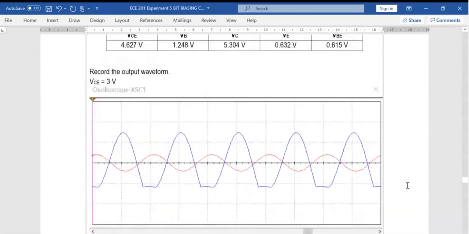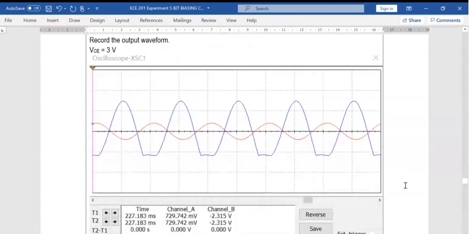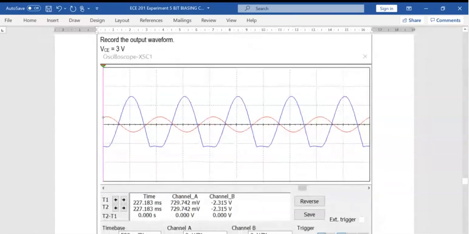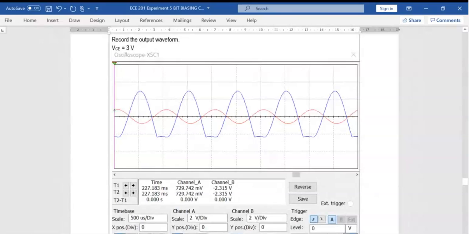Next, this is the waveform for 3 volts BCE. The BCE is the DC value, and this one is the waveform. We have a clipping at the bottom of the output waveform. The red is the input waveform, and the blue is the output waveform. The output, we have a clipping.